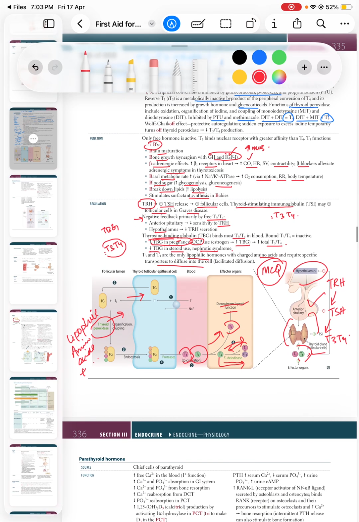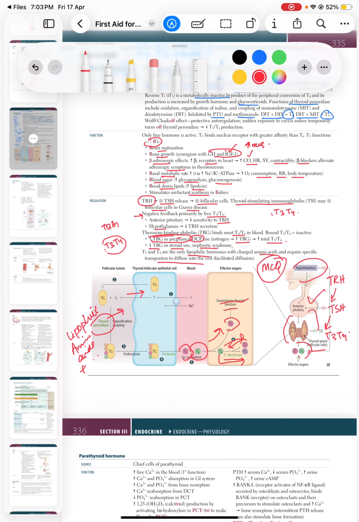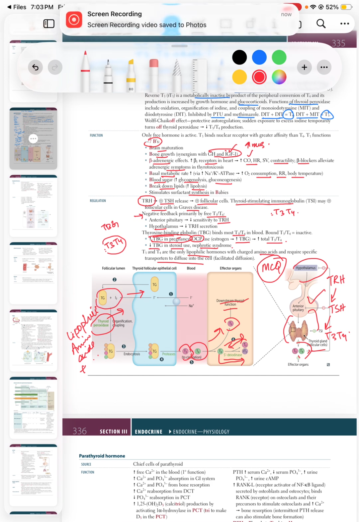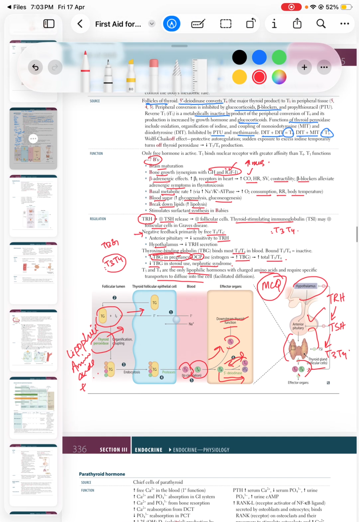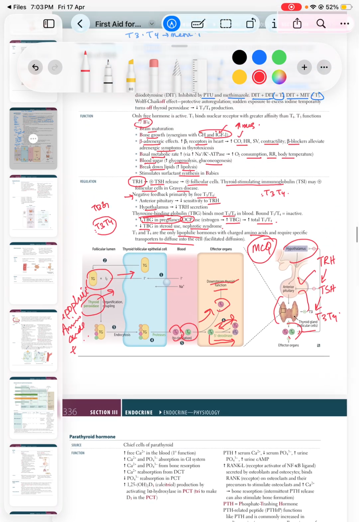Okay, so this is thyroid peroxidase, and its function is the organification of iodine. So here it is doing the organification of iodine, and also it does the coupling. So MIT and DIT convert to T3 and T4. So this was all about the thyroid hormones.